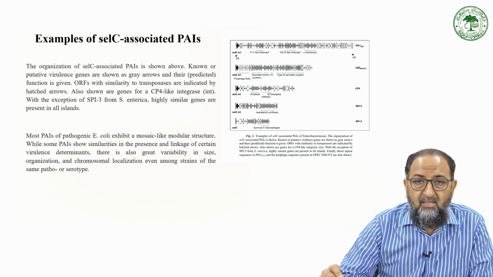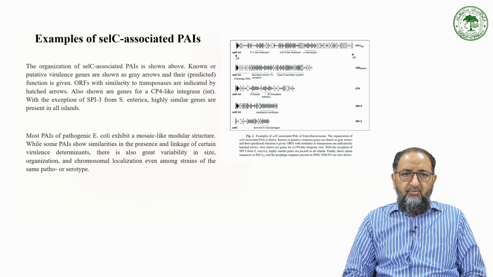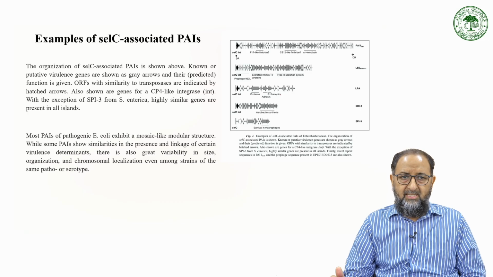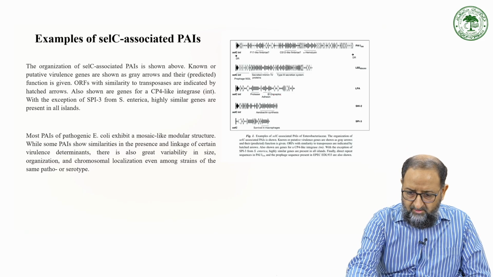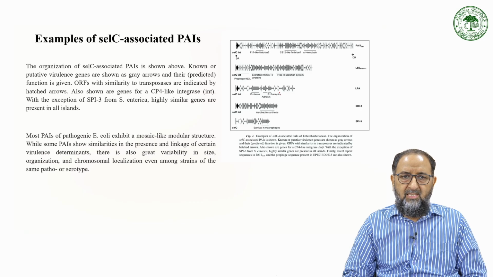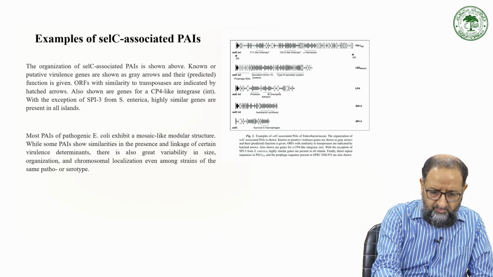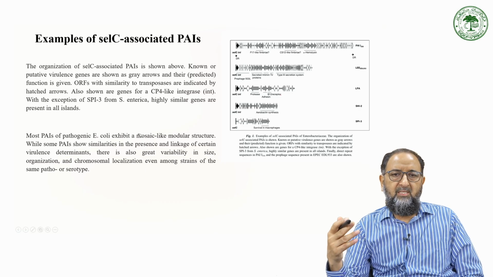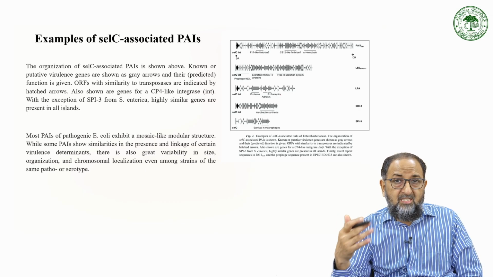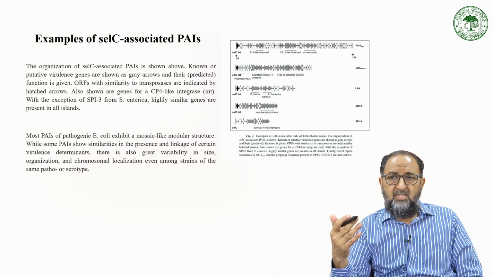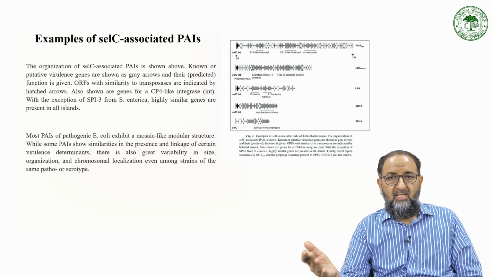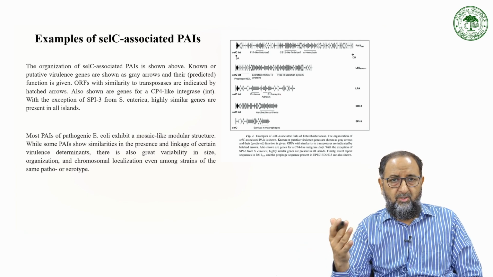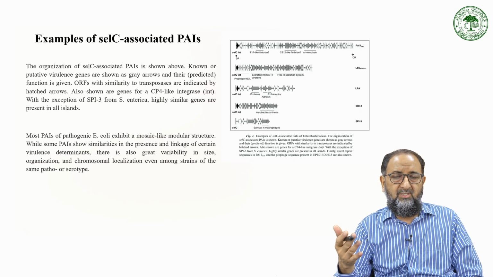This is an example of an enterobacterial family member where the PAI is found. Open reading frames with similarity to transposase are indicated by the hatched arrows, like these arrows, and this SPI3 is present in Serratia and Enterica bacteria, with highly similar genes present in all islands. So these are some specific examples of specific bacteria, but I think it is present in many bacteria. Since these systems are associated with the transposon, they are associated with mobile genetic elements, so they can easily move from one place to another, right? And that's how it becomes difficult to control infection with bacteria having these islands.